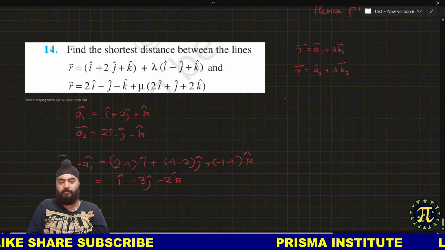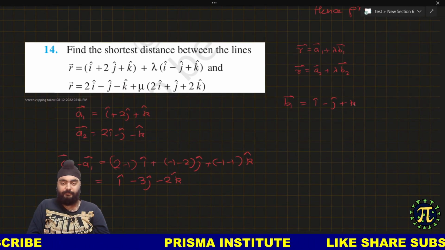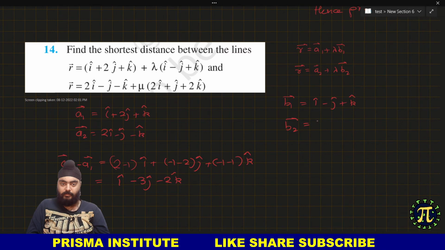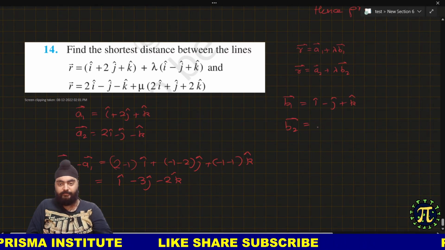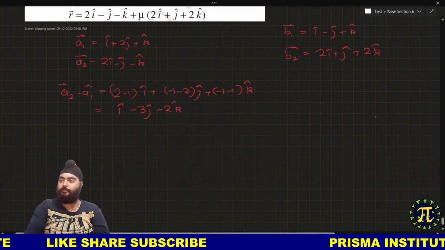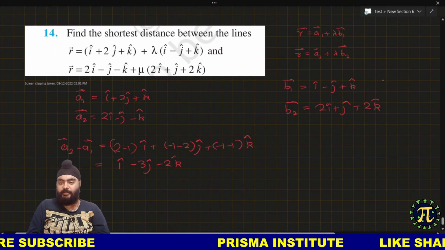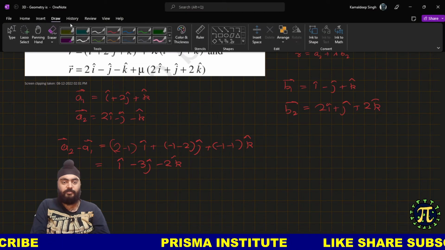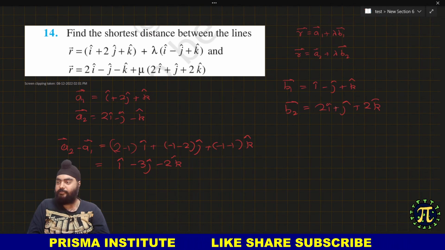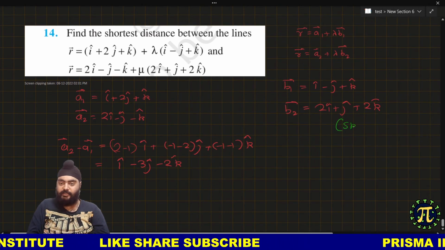Now I can note down b1 vector, which is i cap minus j cap plus k cap. b2 vector, which is, so let's remove the bracket, 2i plus j plus 2k. And if you remember the shortest distance between skew lines, you can see here these are not parallel lines, right, because the ratio of the components is 1 by 2, minus 1 by 1 and 1 by 2, so not the same. So these are skew lines, I can safely say these are skew lines.